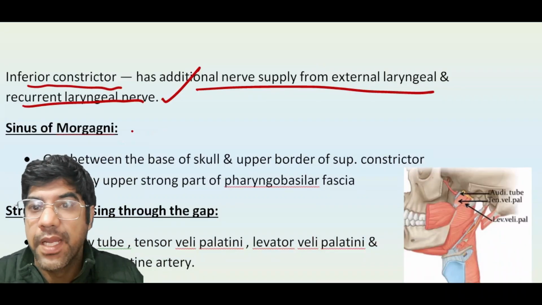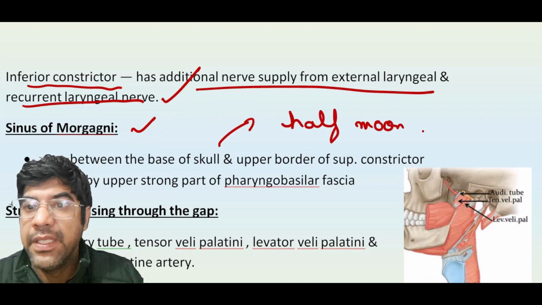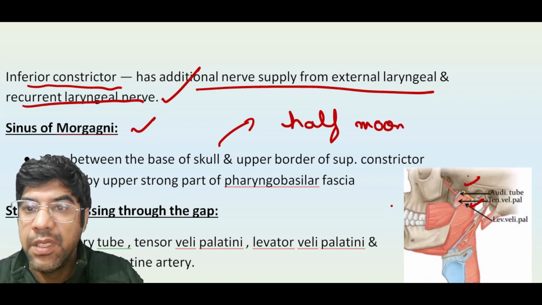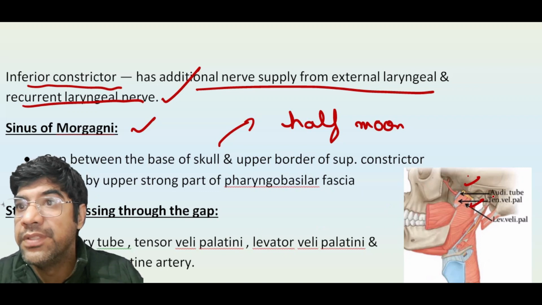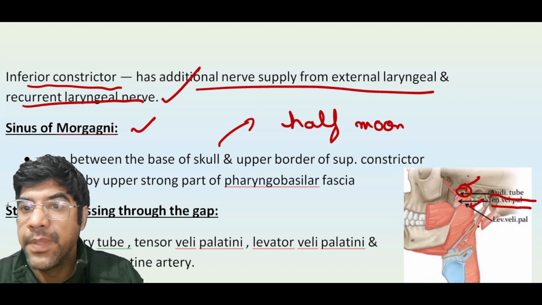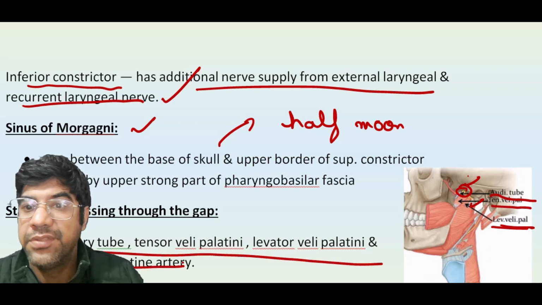Next is the sinus of Morgagni. It is a semilunar, half-moon shaped gap between the upper concave border of the superior constrictor and the base of skull. The upper strong part of the pharyngobasilar fascia closes this gap. The structures passing through this sinus of Morgagni are the auditory tube, the levator palati muscle, and the ascending palatine artery. So just remember them.